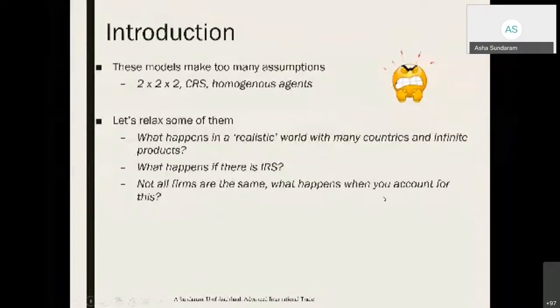Any other questions, Gautam? Anything pressing I should tackle? No, I think we can go.